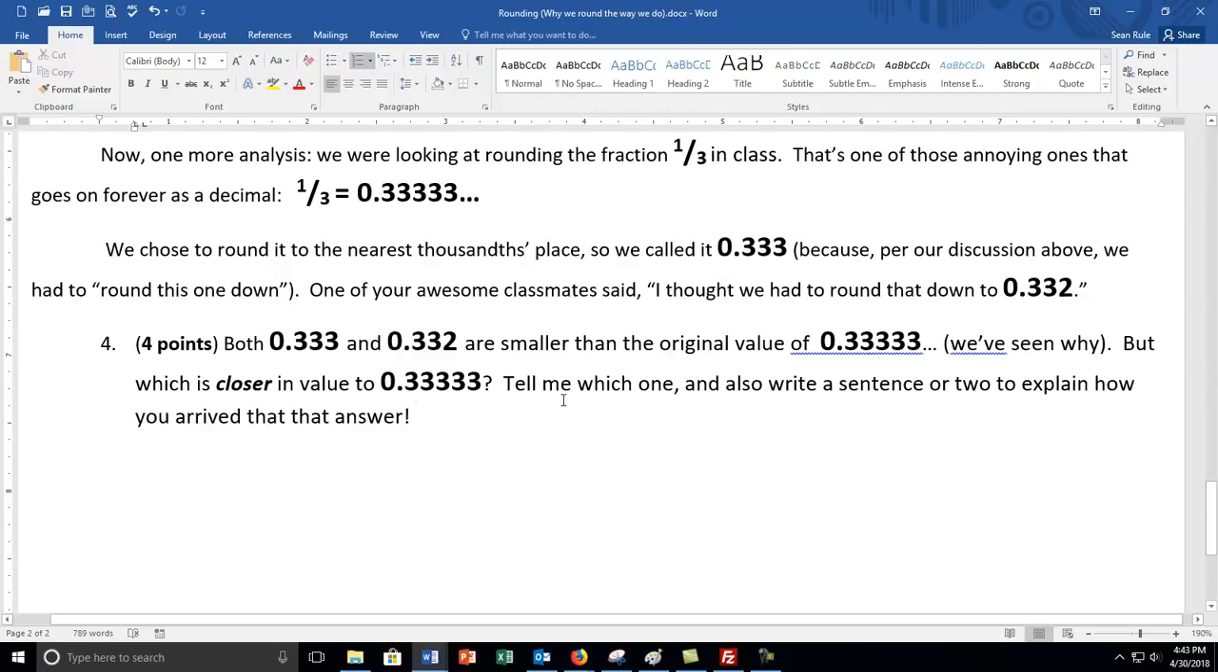And that's the idea of rounding. It's not just a procedure, it's also a sensible procedure because it gets us as close to the value with the rule as it can. Hopefully that makes sense. We'll see you in class.